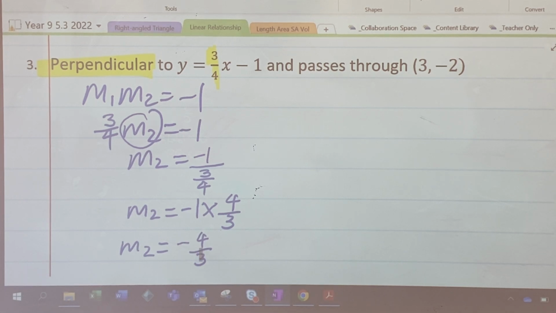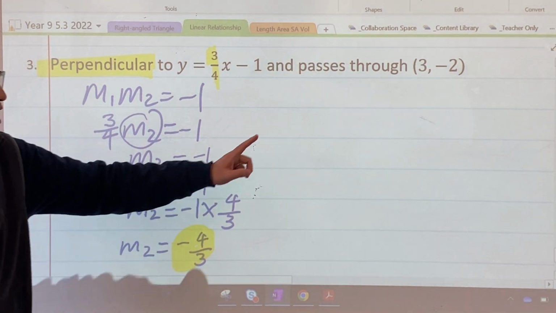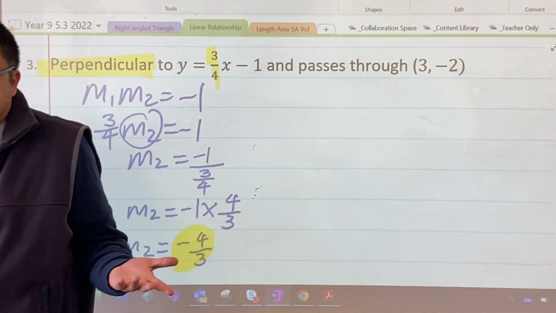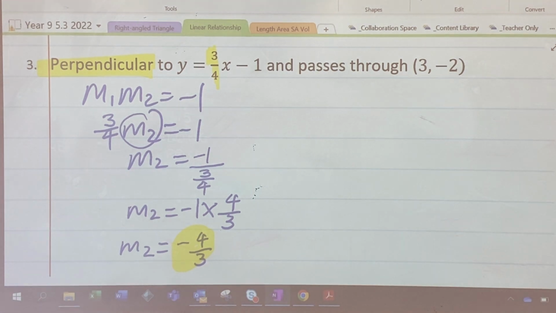Okay, so this is your new gradient. I'm working with this new gradient and substituting this point. Once again, it's back to last week. This is what I mean: if you didn't understand last week's content, this one you'll significantly struggle with, and this will impact you going forward.